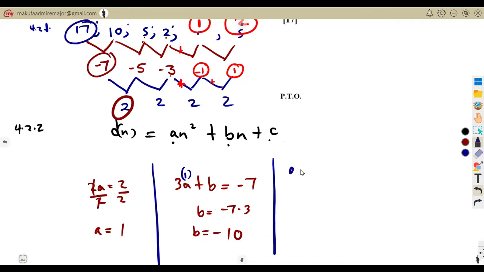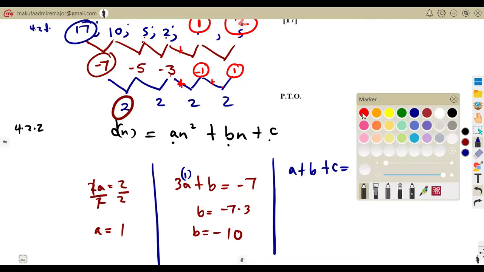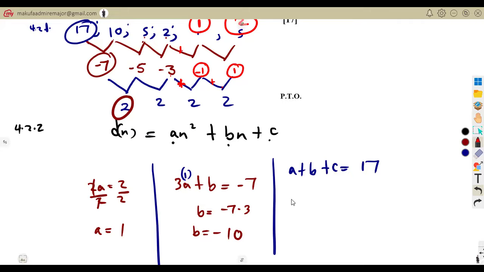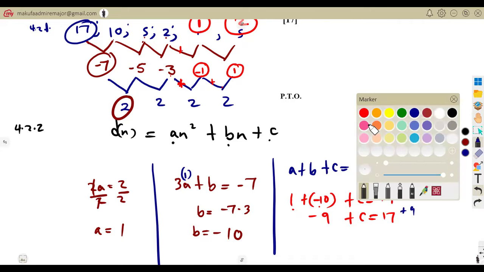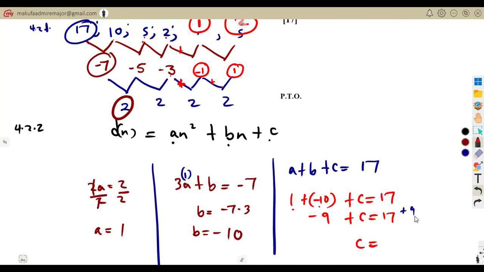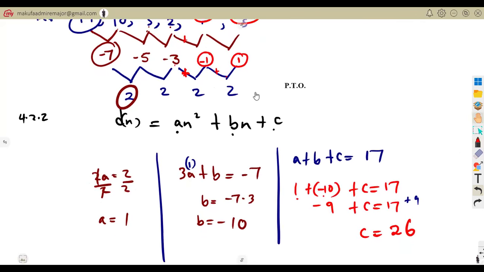Having a and b, to find c, a plus b plus c must be equal to 17. Where we have these values, what is our a? That's 1 plus b, which is minus 10, plus c, that's equal to 17. 1 minus 9 plus c is equal to 17. We take the minus 9 to the other side, it becomes a positive there. So meaning to say c is equal to 17 plus 9, which is 26. So these are the values of a, b, and c.